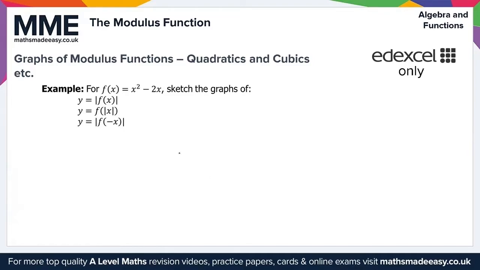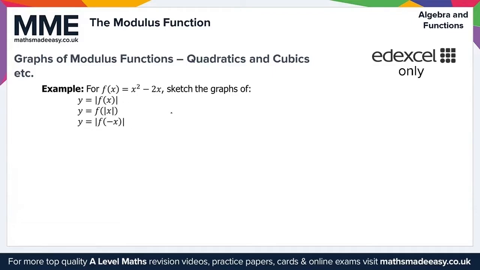So for example here, we've got f of x is equal to x squared minus 2x, so we've got a quadratic here. And we want to sketch these three graphs. So y equals the modulus of f of x is the first graph here that we want to sketch. Now to sketch this graph here, remember, when the modulus is around the full function like this, we reflect the negative section underneath the x-axis above the x-axis. And what you want to do here first is just actually sketch x squared minus 2x and then reflect above.